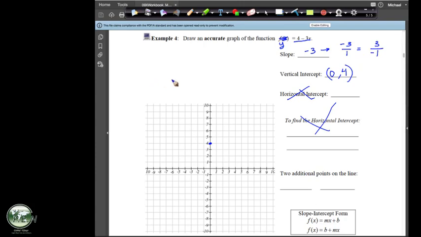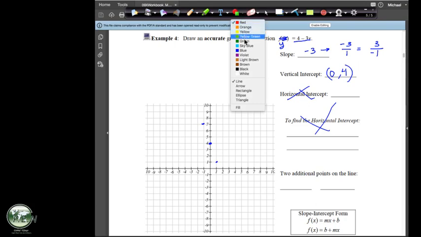So we use this first one. From here, we go down 3, 1, 2, 3, and run 1 in the positive direction, so that's right here. We'll use the other form of the slope, +3 over -1. That means we go up 3, 1, 2, 3, and back 1. So it's a kind of steep line. So there's our points, but it does look like a line, doesn't it?